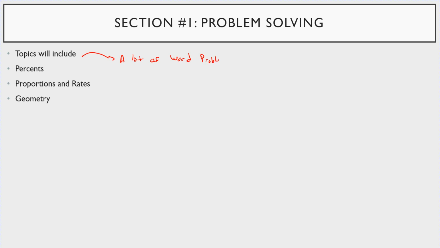I know many times students hear the phrase word problems and get very nervous, thinking word problems are so difficult. I promise you, I'm going to show you methods and break it down so that it's digestible and you're going to have strategies for solving.